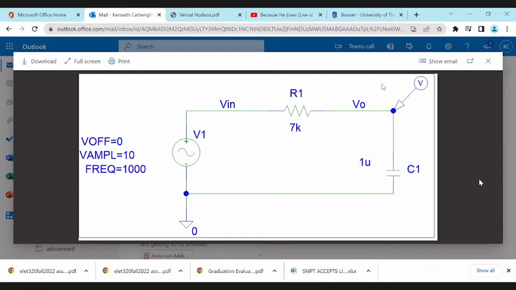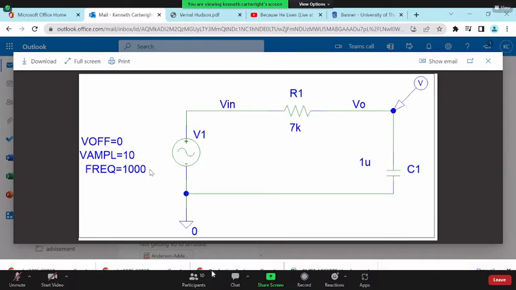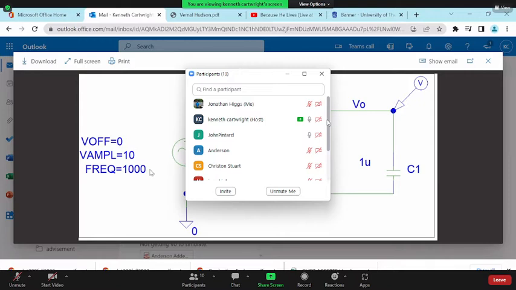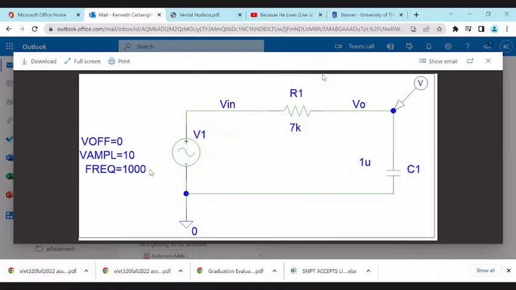It's a picture of the PSpice diagram, which all of you should have done. The only difference is R1 would have been different for each one of you. You need a V off equals 0, a V amplitude of 10 volts, and a frequency of 1,000 hertz. The only difference was R1, which for Mr. Pintar is 7K, and for Mr. Anderson, I think it's 1K. This is a diagram that you should have simulated.